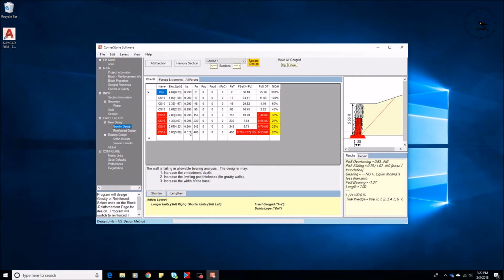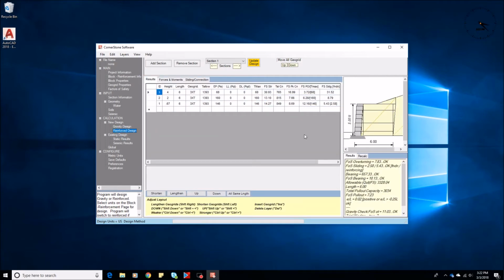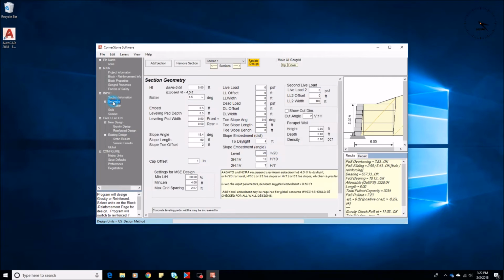Our Ka values are increasing. We're seeing more of that area of the slope in the failure zone than we did in the upper part of the wall. Reinforced, we don't see the Ka values, but we do see more load on the geogrid as we get to the bottom.